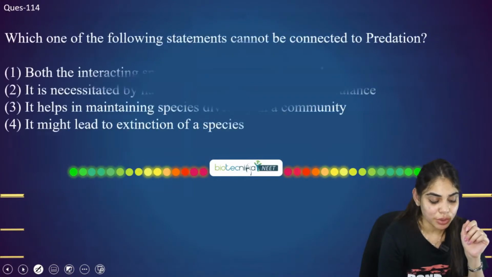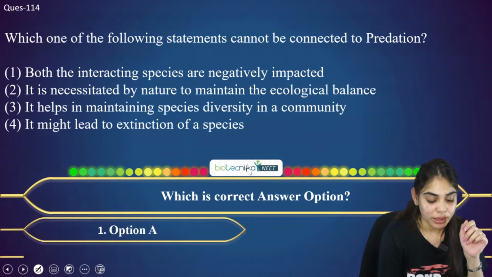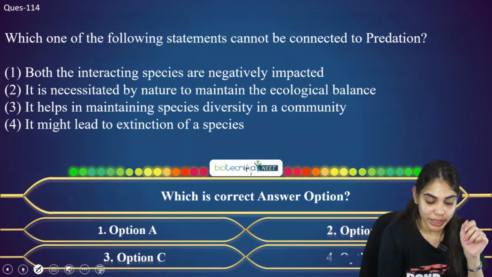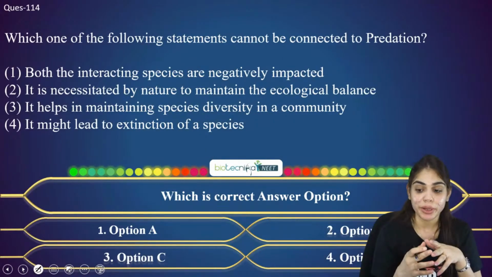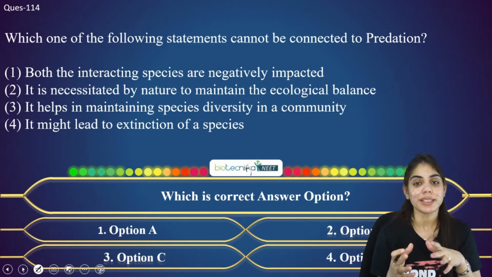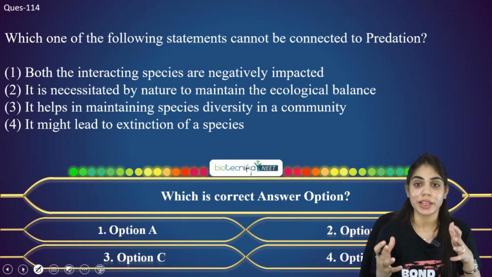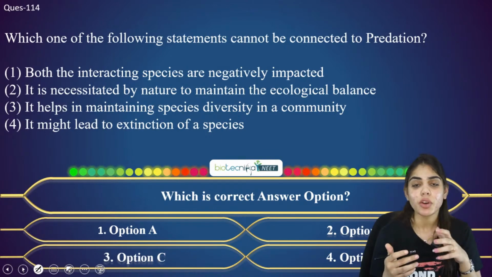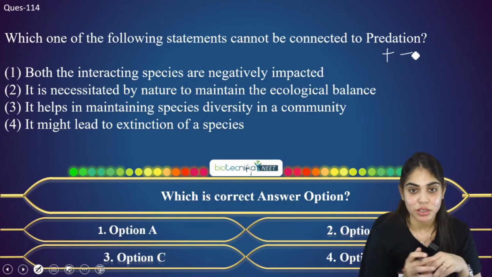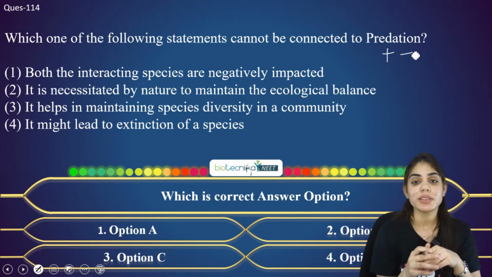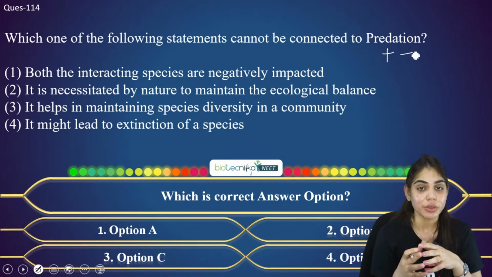So now let's come to question number 114. Now let's read this question, what it is talking about. Which one of the following statements cannot be connected to predation? Now we all know that there are many types of relationship like predation, commensalism, amensalism. Now what happens in predation? Predation means a plus and minus relationship. Why plus minus? Because there will be a fight between two individuals.